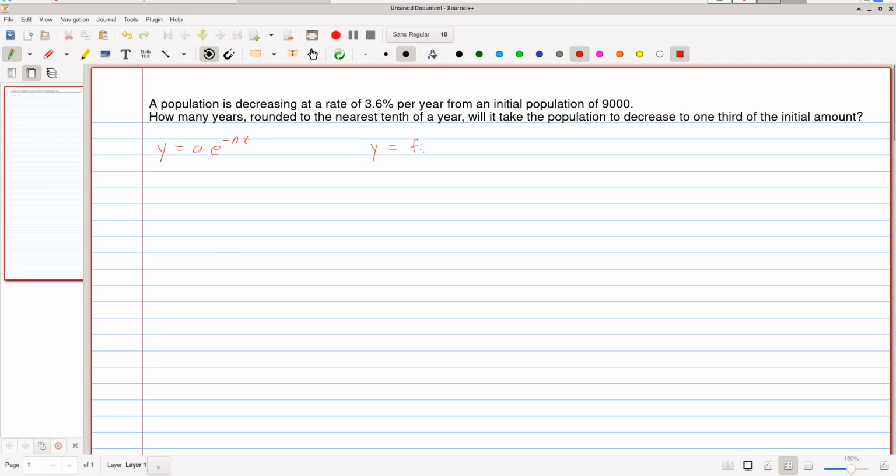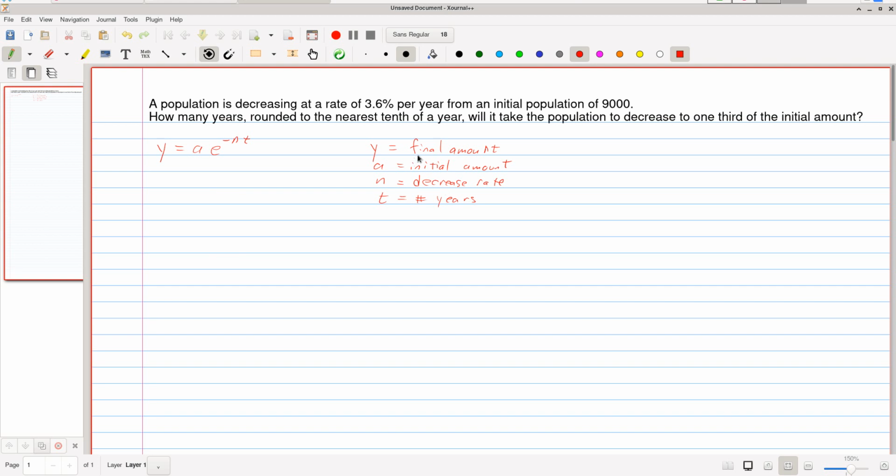Y is the final amount. A is the initial amount. N is either the growth rate or the decay rate, decrease rate. In this, it is a rate of decrease. So it's the decrease rate. And T is the number of years that this process continues for.